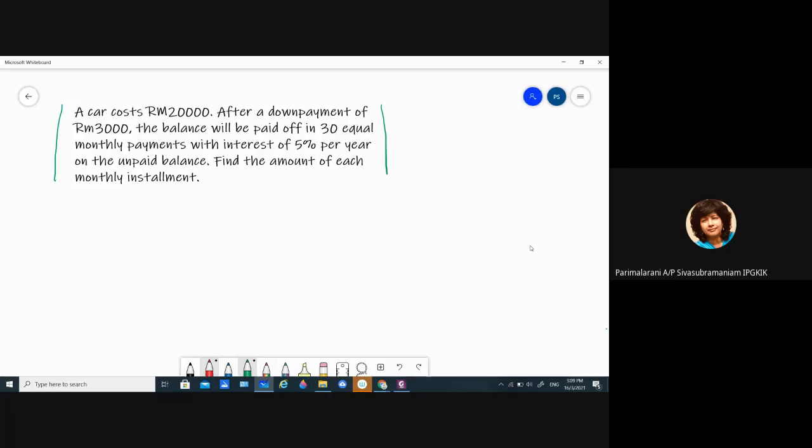It's the same. So in the end, you will see many of the formulas are the same. So what are we finding here? We want to find the amount of each monthly installment. Which formula are we going to use, ordinary annuity or annuity due? Ordinary. Why? Because we need to pay every month at the end of the month.